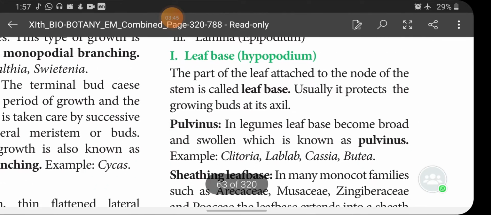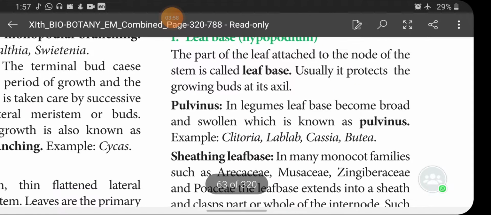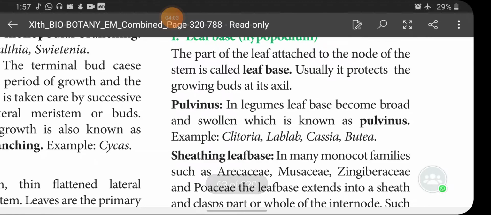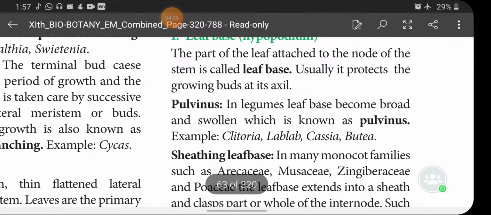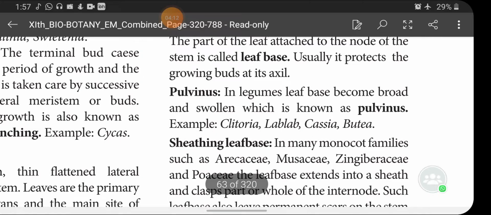Let's go fast. The part of the leaf attached to the node of the stem is called leaf base. Usually it protects the growing buds at its axil. Next, pulvinus. In leguminous plants, the leaf base becomes broad and swollen, which is known as pulvinus. Examples: Clitoria, Lablab, Cassia, Butea. Okay, in legumes the leaf base becomes broad and it is called what? Pulvinus, broad and swollen. Legume is a type of plant, a leguminous plant. All the pea plants are called what?